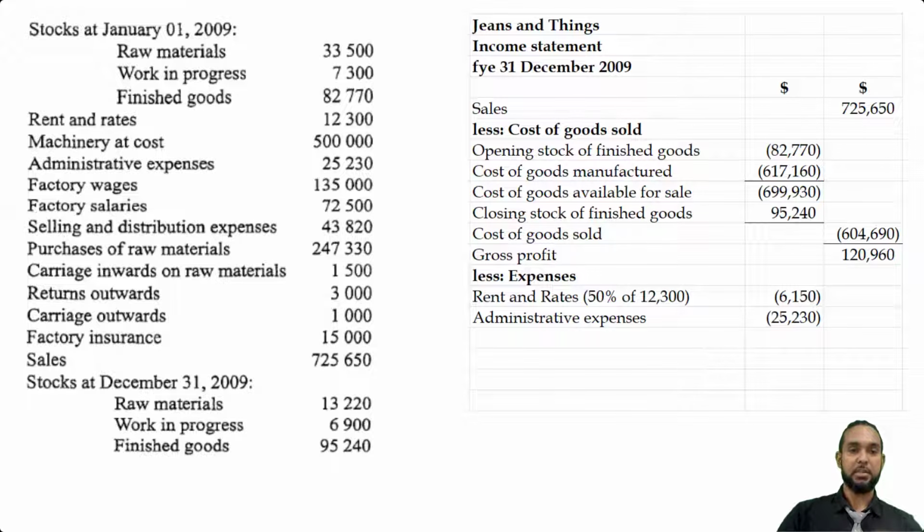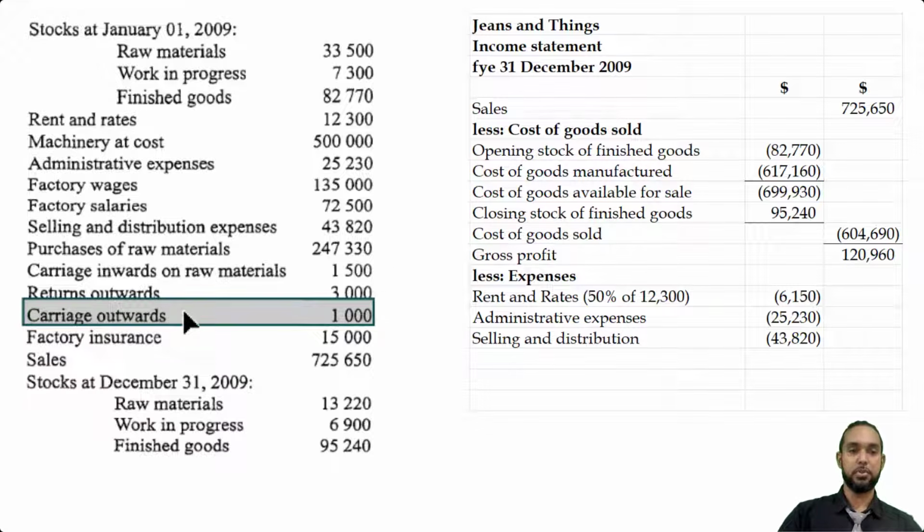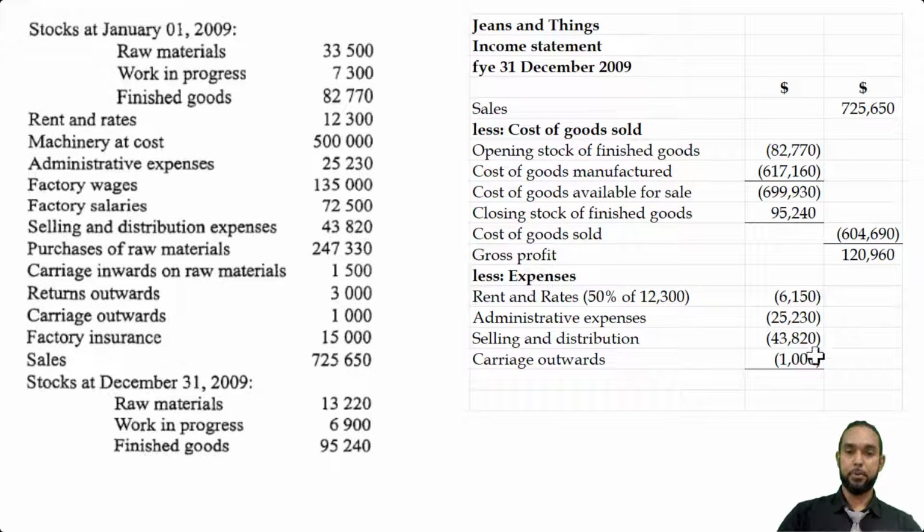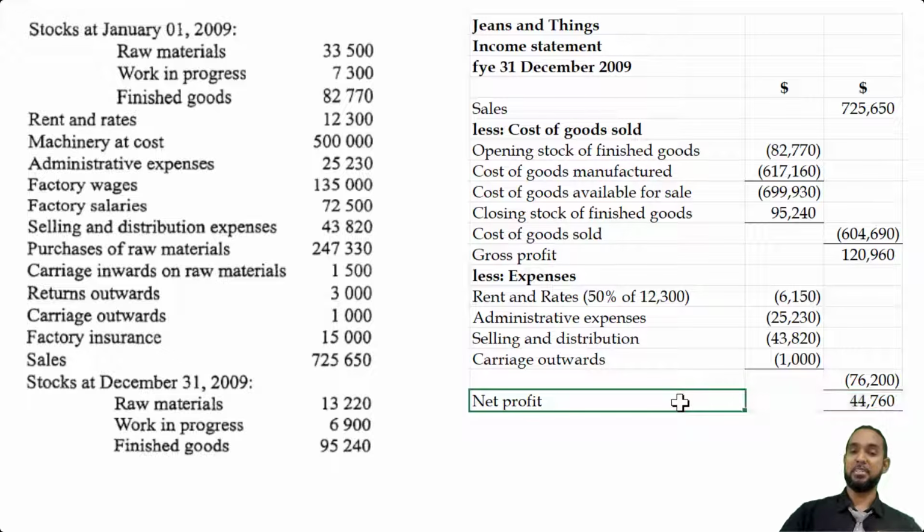Then I am seeing selling and distribution expenses, 43,820. Following that, I am seeing carriage outwards of $1,000. So let's put that in as well. And we're going to add up all four items to get total expenses of 76,002, which is going to be subtracted from our gross profit of 129,60, to give us a net profit or net income of 44,760. And that's it for this question.